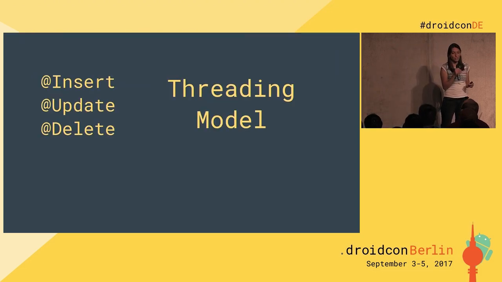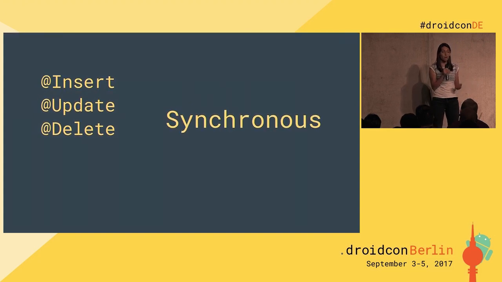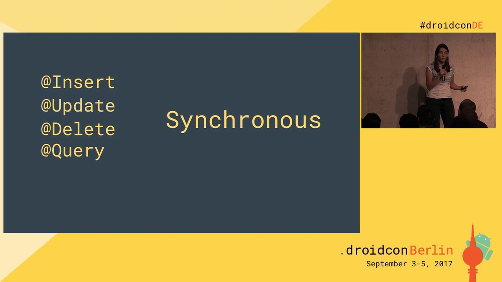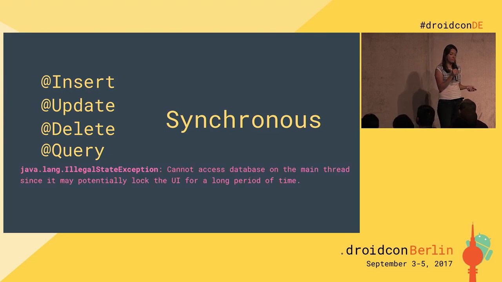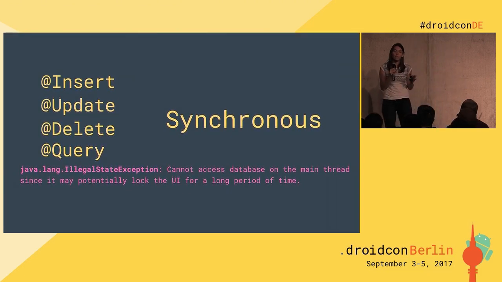Let's talk about the threading model. Well, insert, update, and delete are synchronous. And, well, spoiler, query can also be synchronous. So what does this mean? It means that these queries will be run from the same thread you are calling them from. So if you're doing this from the main thread, you'll get an illegal state exception, because Room is really making sure that you're not doing any long-running operations on the main thread.